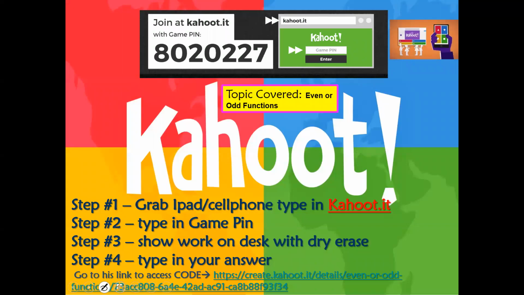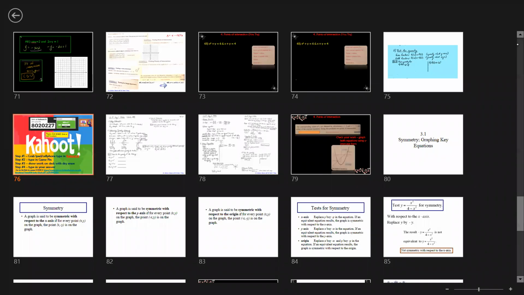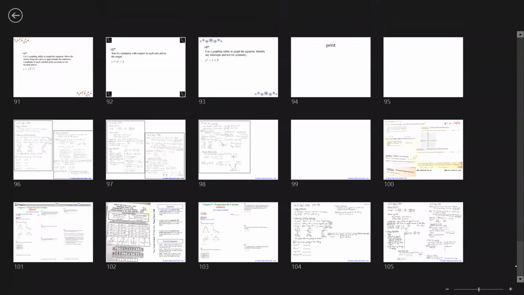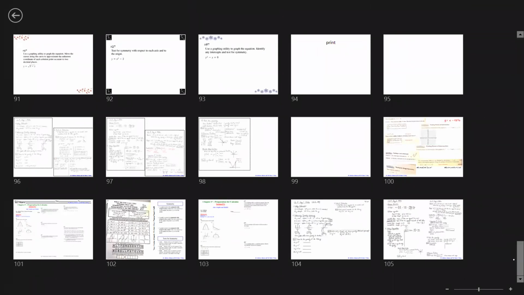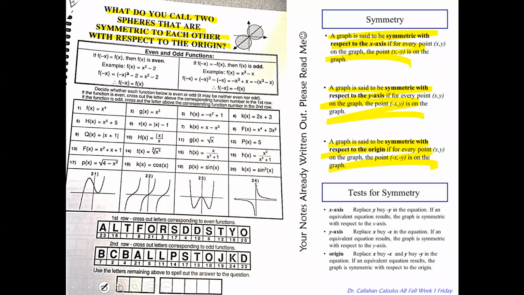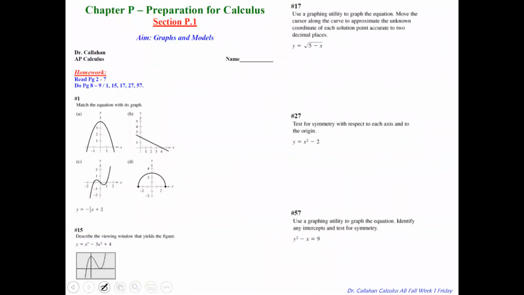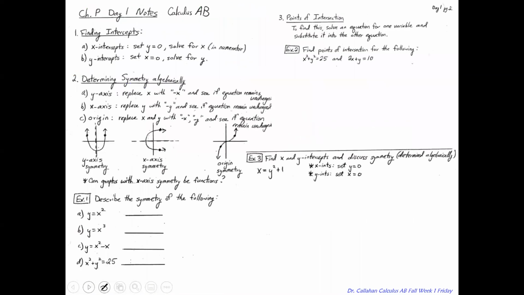So at this point, you guys can go ahead and take a look at my notes. You can go ahead and practice with the even and odd with this calculus puzzle. You could do some additional practice here, or you can go over the notes a little bit more in depth using these guided notes right here.